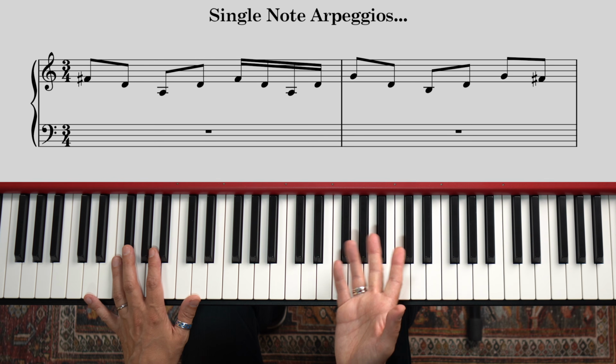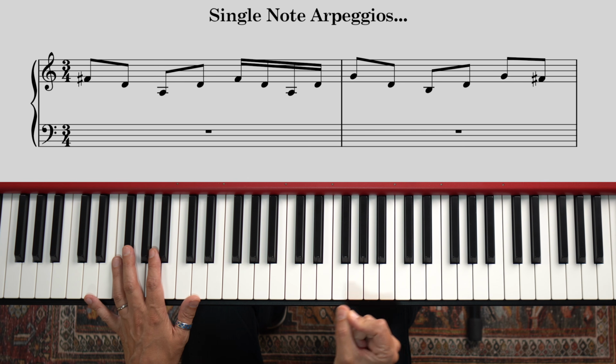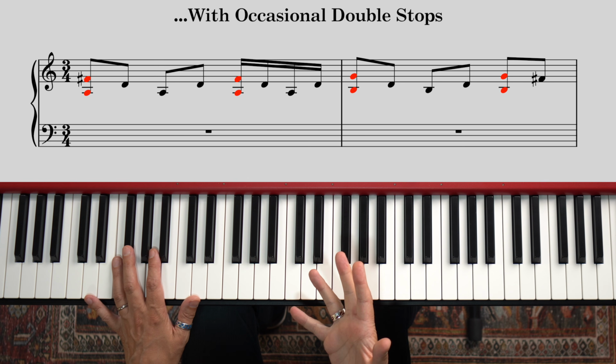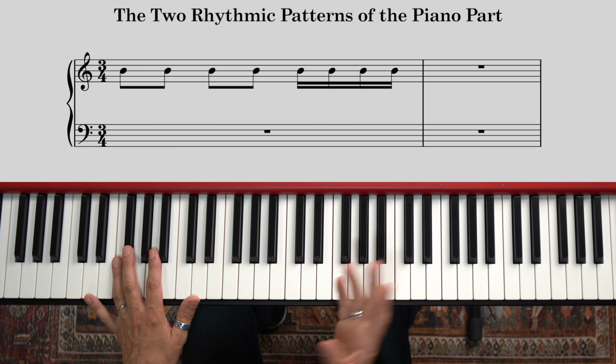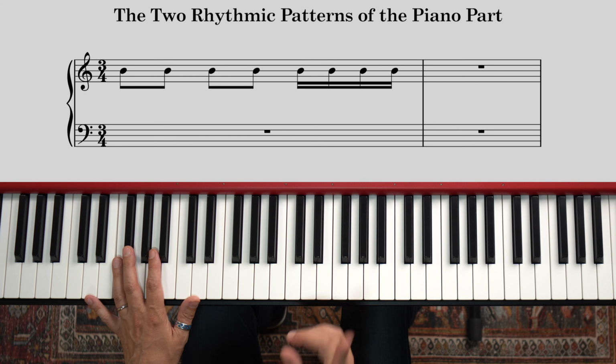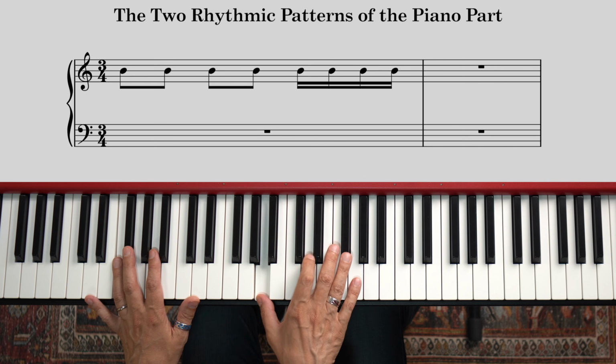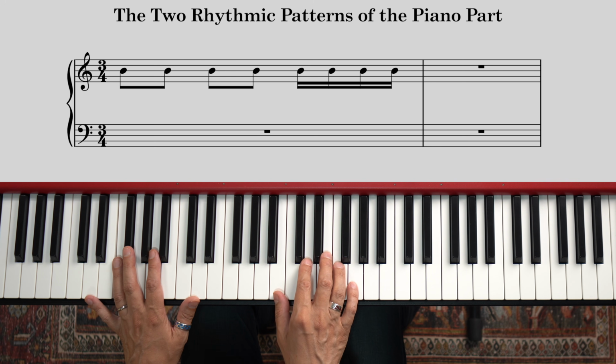Now let's look at what Rick plays exactly. And there's a link to the whole piano part of the song in the description below. The overall texture is single note arpeggios with occasional double stops. Rhythmically, he alternates between 2 patterns. 1 bar of this and 1 bar of this.